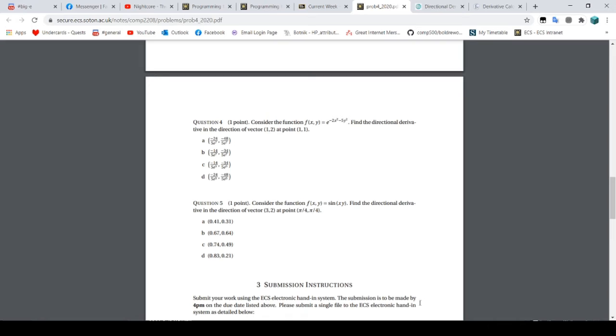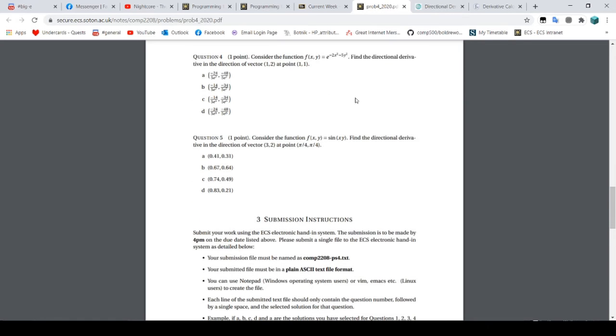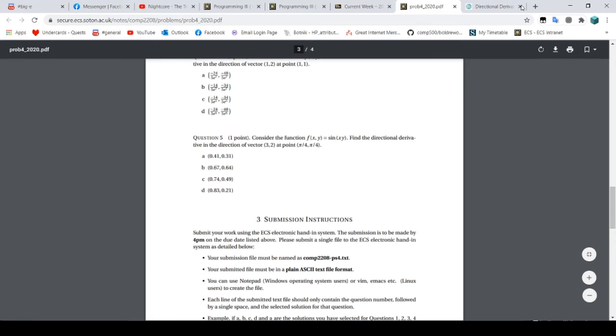Should we just put A? It's A or B. I'm fairly sure of that. Let's just put A, because that question took longer than I was hoping.